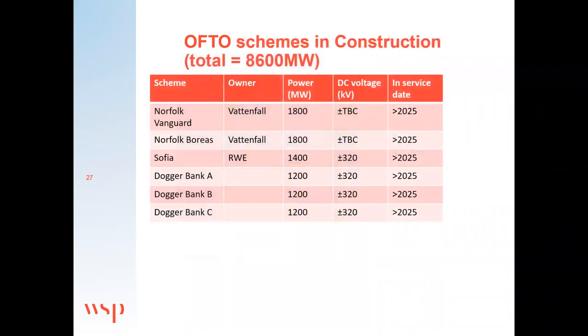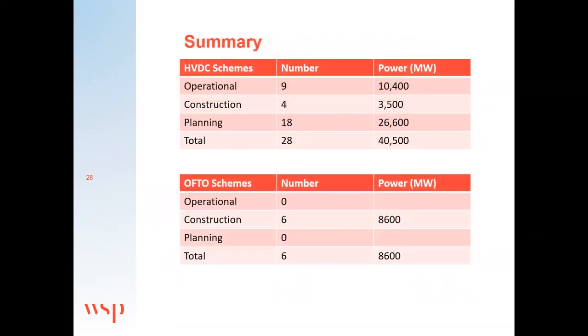Large schemes, 1200 megawatt, 1400 megawatt, 1800 megawatt schemes. I haven't been able to find out what voltage Norfolk is going in at with these large 1800 megawatt schemes. I need to do more research on their websites, but so far I've not found it, but somebody may know. And projects in development now may not be in service until beyond 2025. But exciting times, a lot of HVDC schemes in operation, construction and planning in the UK. In total, 40 gigawatts worth of interconnectors and nearly 9 gigawatts of OFTOs. So busy times.